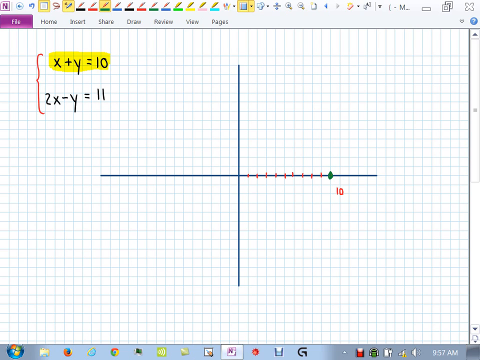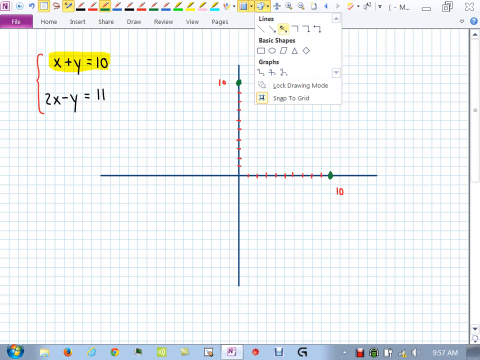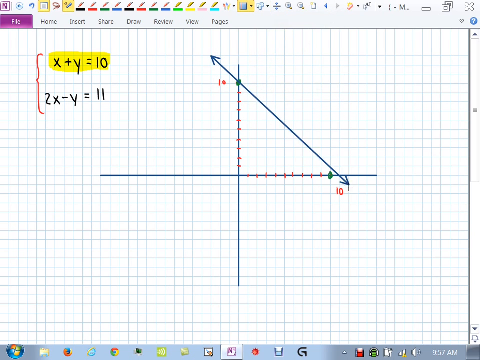Okay, now let's find the y-intercept. So set x equal to 0 in the first equation. What do you get for y? 10 again, right? So 1, 2, 3, 4, 5, 6, 7, 8, 9, 10. And I put a dot there. And once I have 2 dots, I can connect them with a straight line, right? Yeah, it worked out pretty good.